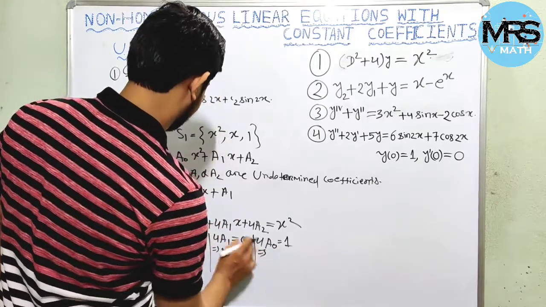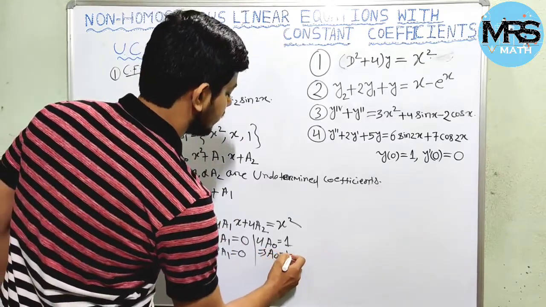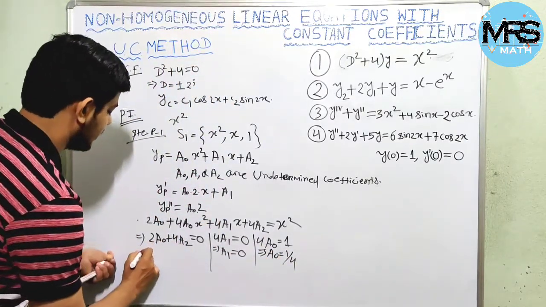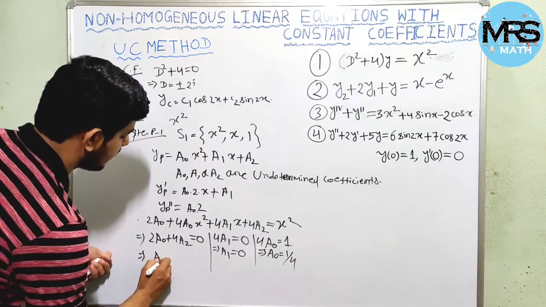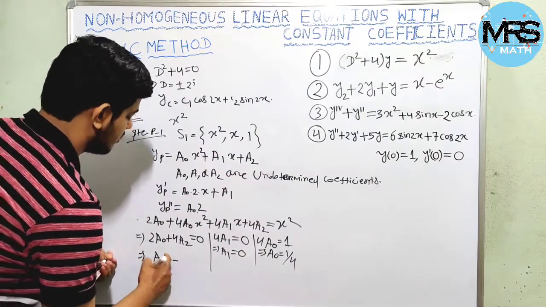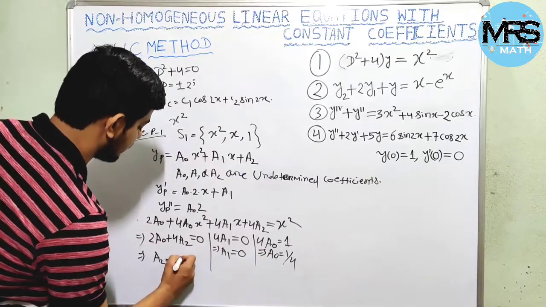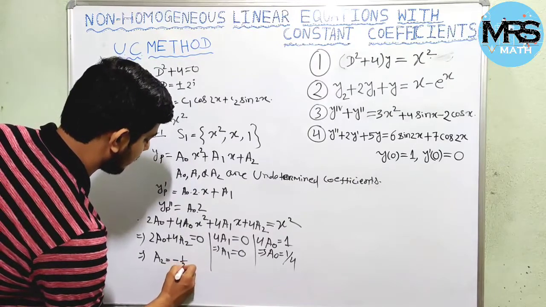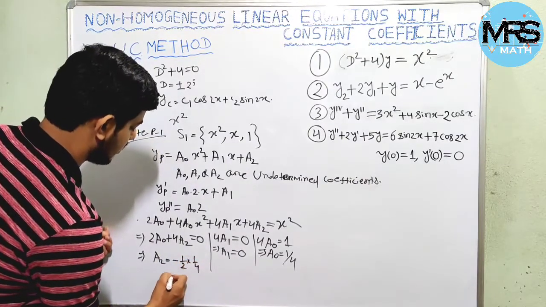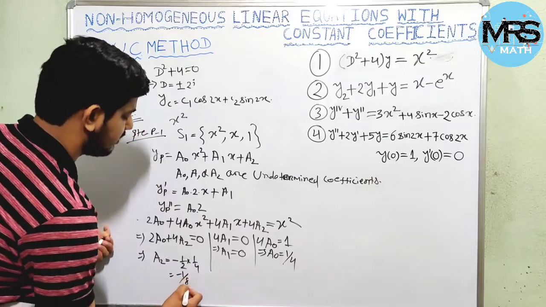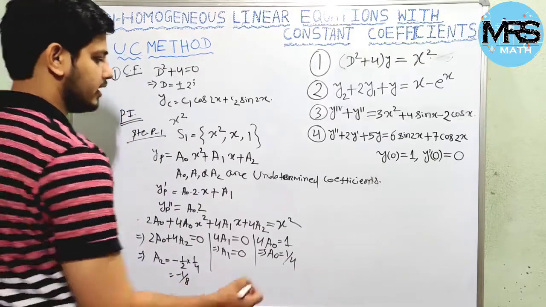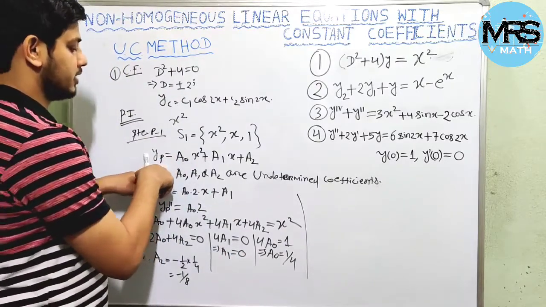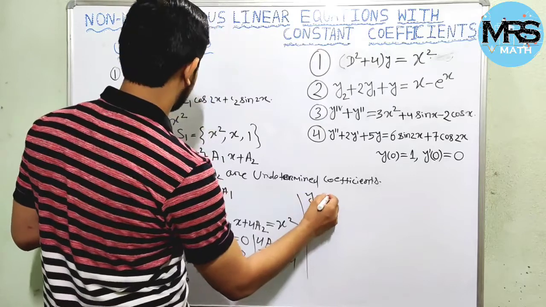So a0 is equal to 1 by 4. If we put this a0 value here, a2 will be equal to minus of 2 into 1 by 4, that is 1 by 2, into 1 by 4, so this is minus 1 by 8. Now we will put these a0, a1, a2 values in the equation for yp to get the particular integral.